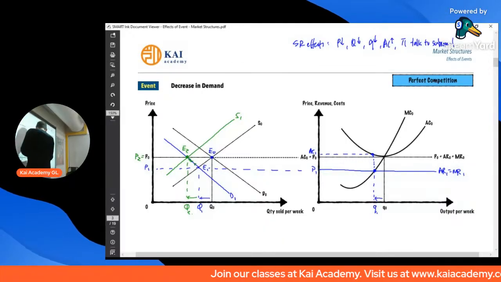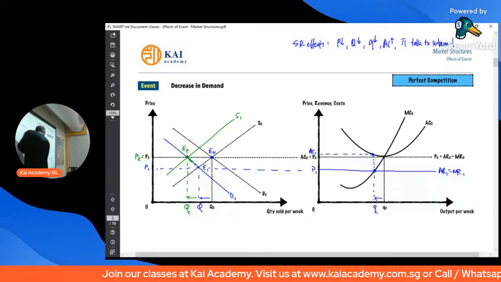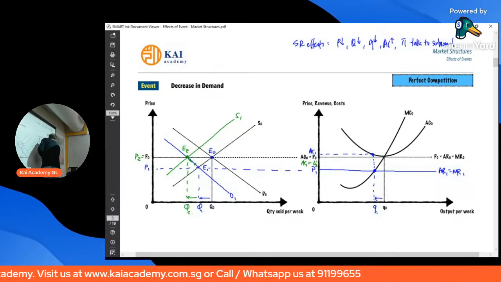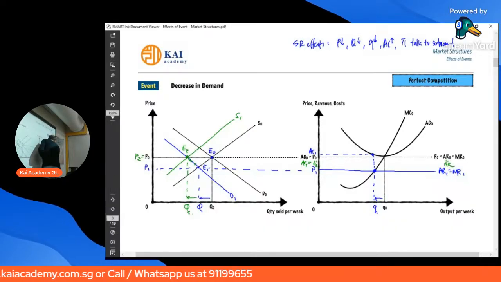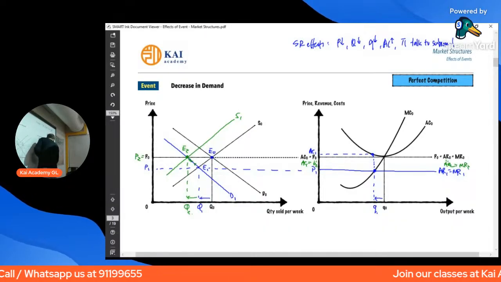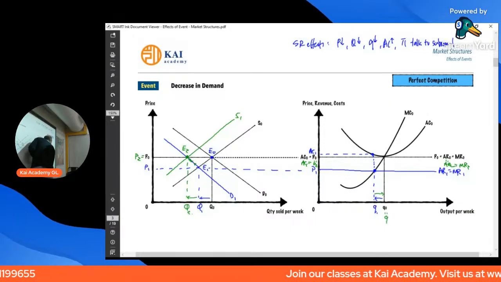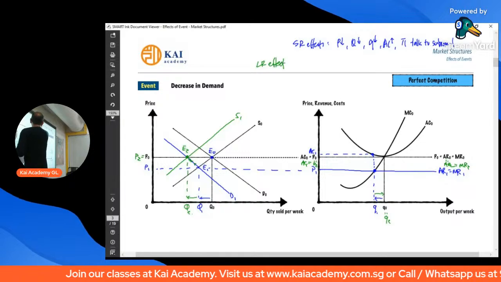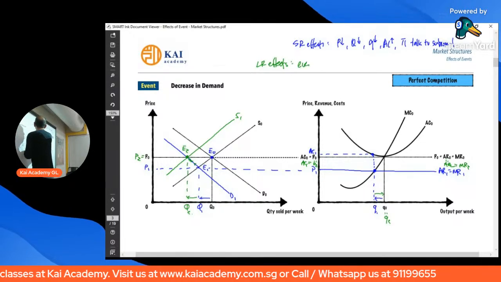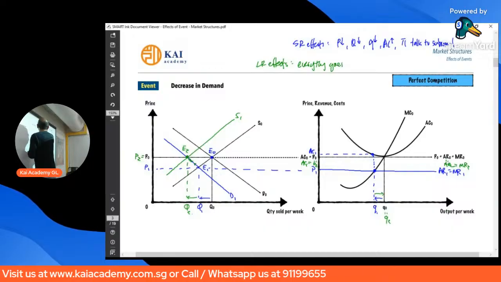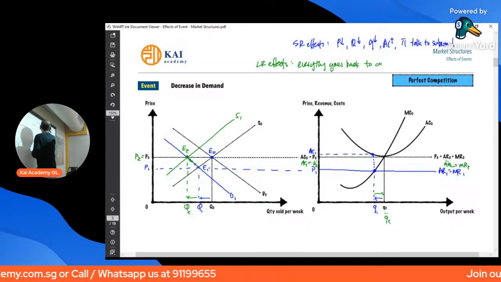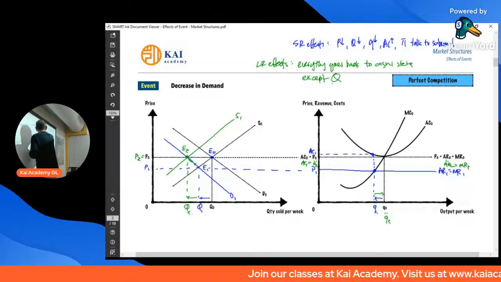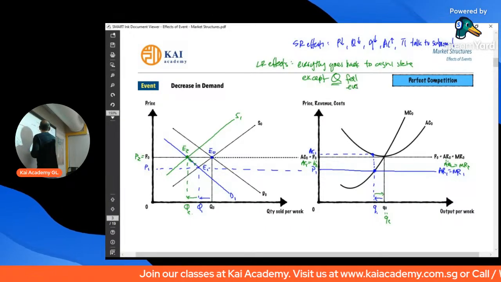So as the firms exit, the price falls back to P2, then everything goes back to original. Quantity rises back to Q2, right? So the firm goes back to normal profit. So long run effects, right? So everything goes back to original state except Q fell even further, right?